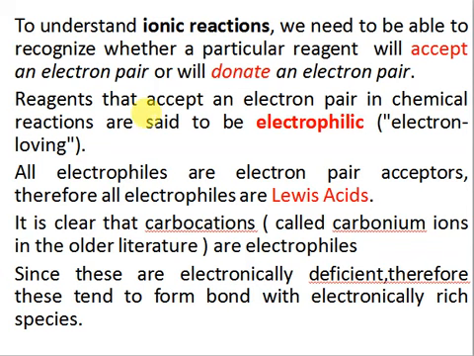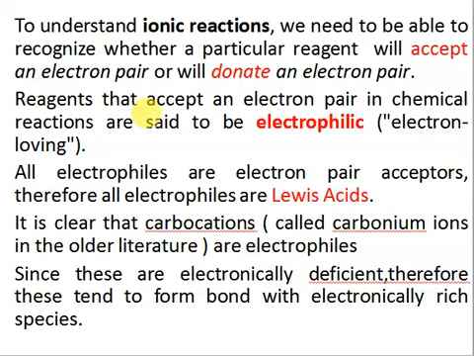In order to understand these ionic reaction mechanisms, we need to be able to recognize whether a particular reagent will accept an electron pair or donate an electron pair. In heterolytic cleavage, you saw that one of the atoms was accepting an electron pair, accepting 2 electrons, while the other was not gaining any electrons. So whenever you are dealing with an ionic reaction mechanism, you must know which atom or group will accept the electron pair and which will donate an electron pair.